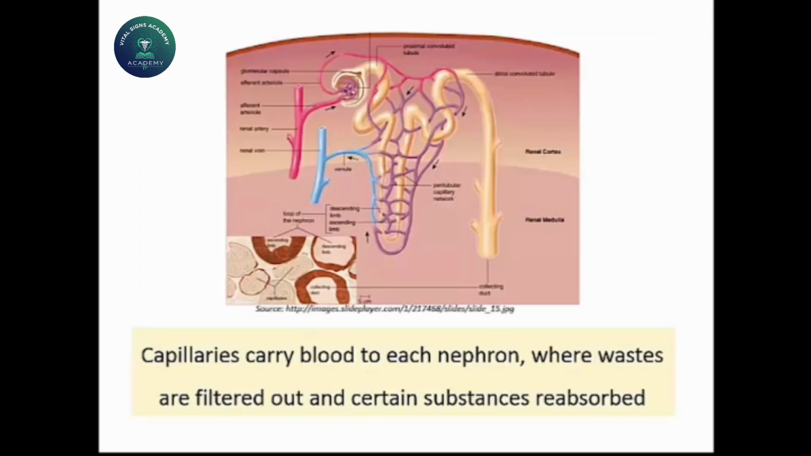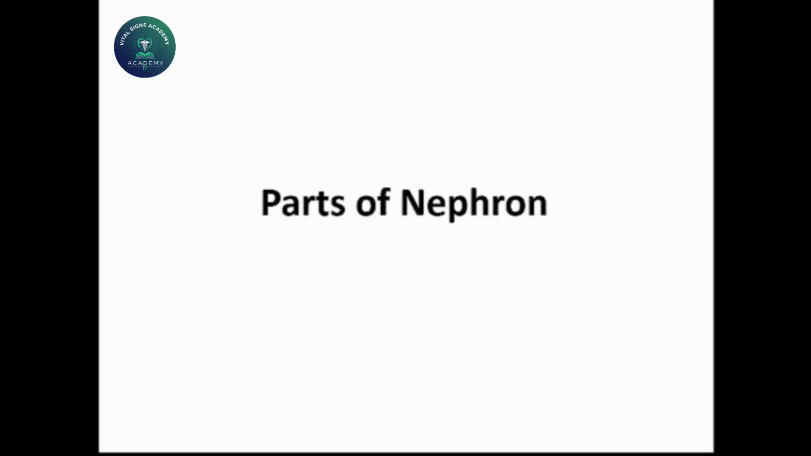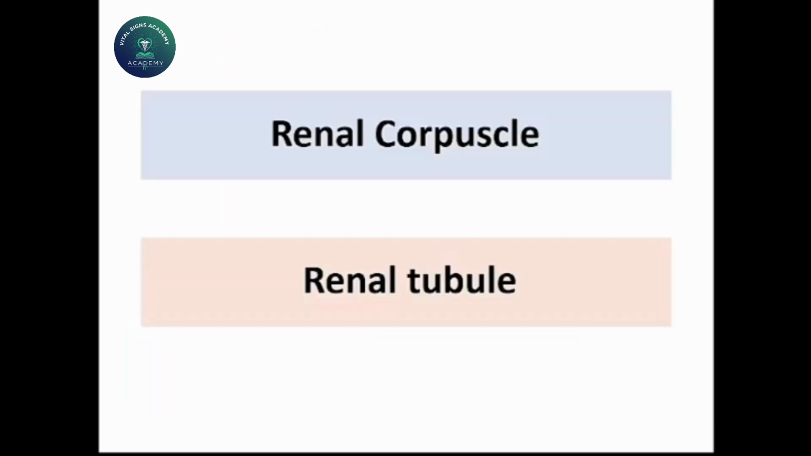Tiny blood vessels called capillaries carry blood to each nephron, where wastes are filtered out and needed substances and water are reabsorbed. A nephron is made up of a glomerulus and a tubule. Let us now discuss parts of the nephron. Nephron consists of the renal corpuscle and the renal tubule.